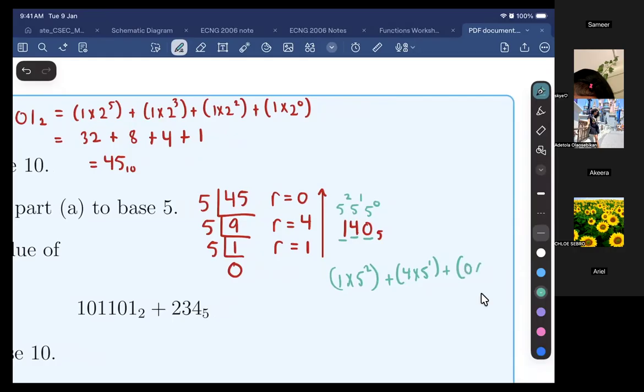0 to the power 0 multiplied by 5 to the power 0. Great. What's 1 times 5 squared? What's 5 squared? 25. Right? What's 4 times 5? 20. And plus 0. What's 25 plus 20? 45, sir. You get the answer one time, right?